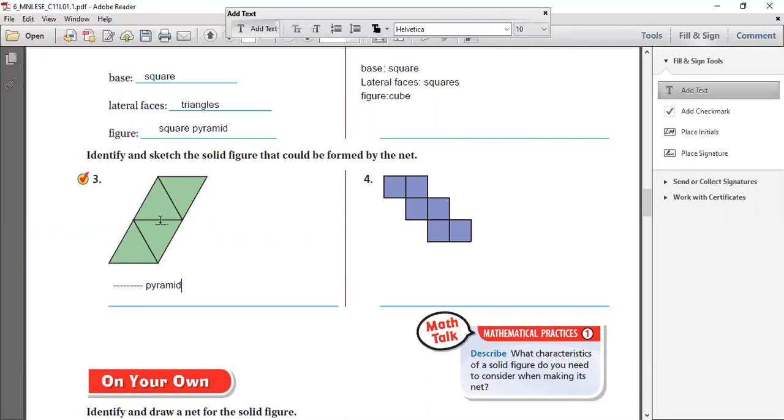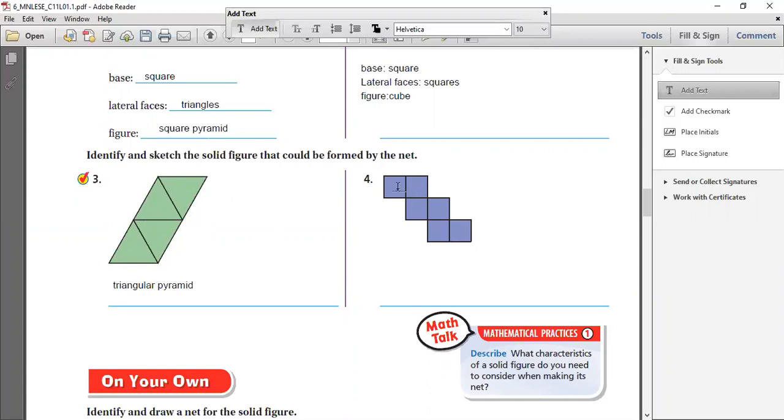Why pyramid? Because the faces are triangles, so it's called the pyramid. Now the base is also triangle. So what do we call the figure as now? It's called as a triangular pyramid. The base is triangle, so triangular pyramid.